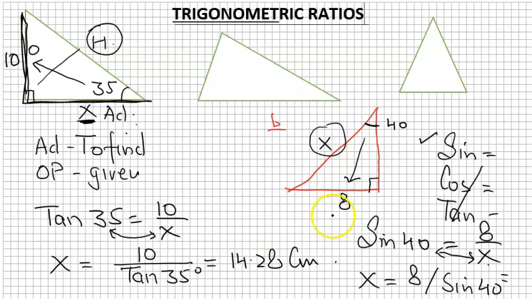I'm getting 12.4. So this is going to be 12.4. That is question number 2. Now let's do 3, 4, 5 very quickly.